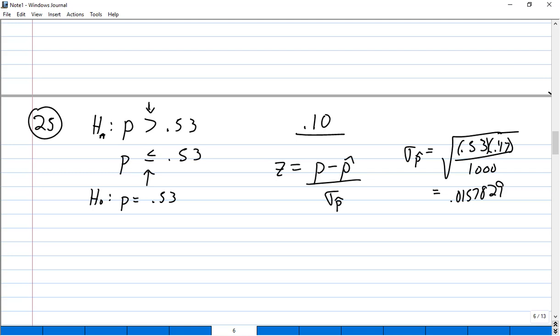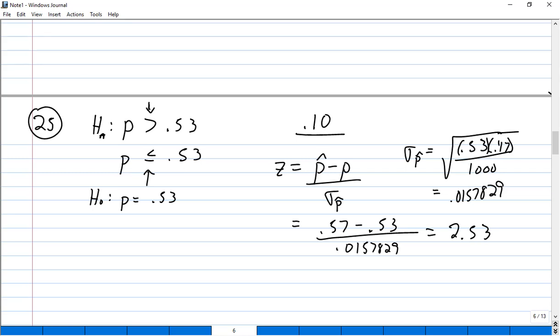I like to carry that out a little ways because I'm going to use it in this formula over here. We have 0.57 minus 0.53 divided by 0.0157829. In this formula, you can think of it as p hat minus p. I think I wrote it backwards last time, but you should get a positive z-value out of this, and we will. If you punch that in your calculator, you get 2.53.